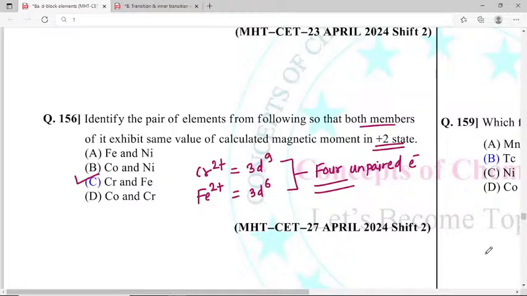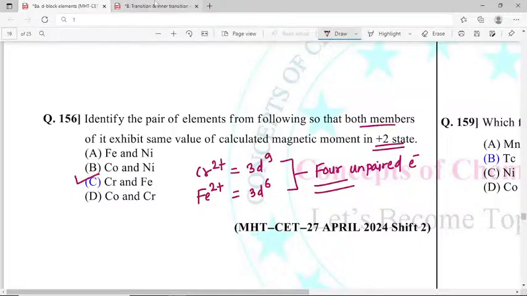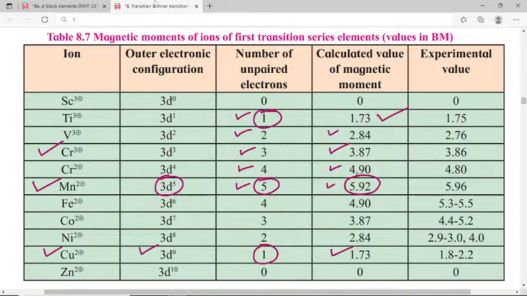Very important question. Chromium and iron is the answer here. Cr2+ and Fe2+, 4 unpaired electrons, magnetic moment 4.90. Okay, get it, everyone?